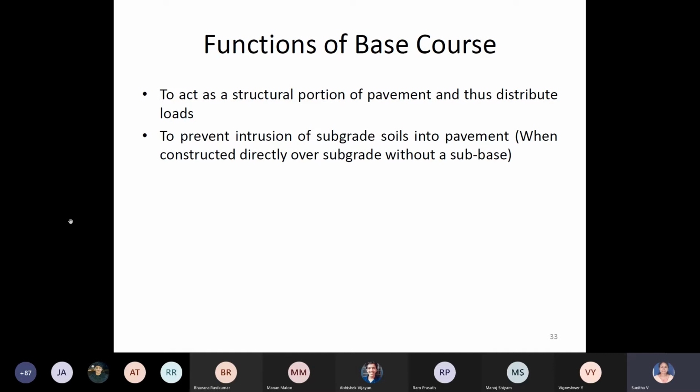So the main structural portion of the pavement is the base course, and thus it will distribute the load to the lower layers. So if you're not providing a subbase, what will happen? This base course will act as an intermediate between your top surface or the bituminous surface and the soil layer. The main function of the subbase is to have the structural portion of the pavement withstand the load.